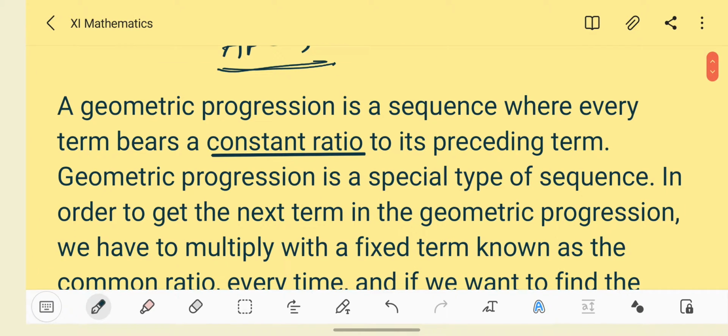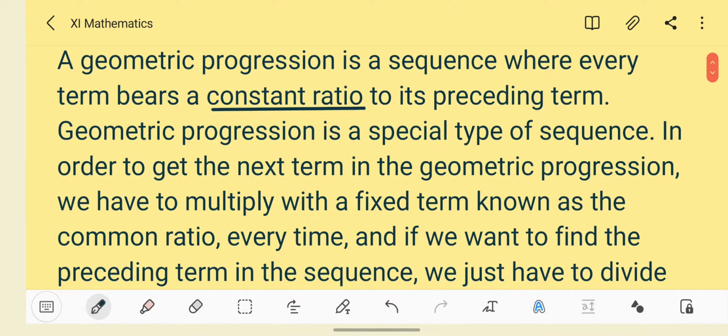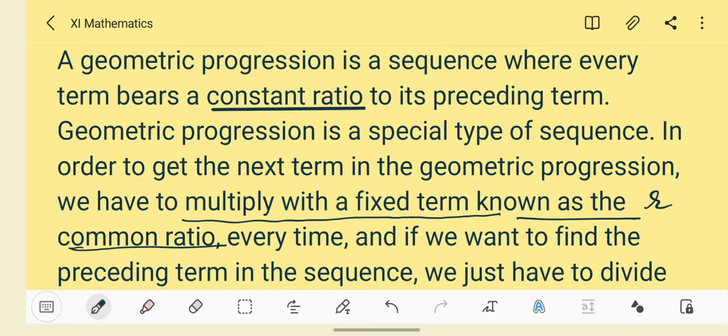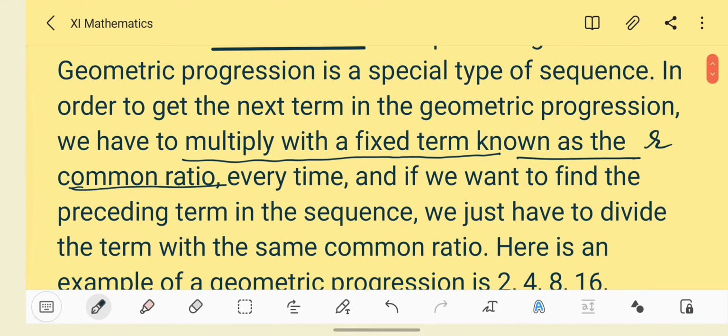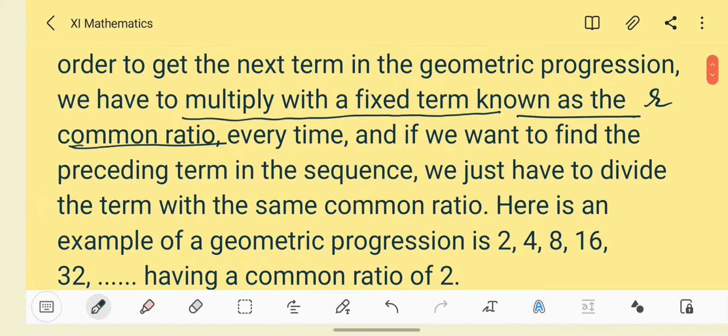Geometric progression is a special type of sequence. In order to get the next term in the geometric progression, we have to multiply with a fixed term known as the common ratio, and that is represented by small r. If you want to find the preceding term in the sequence, we just have to divide the term with the same common ratio.